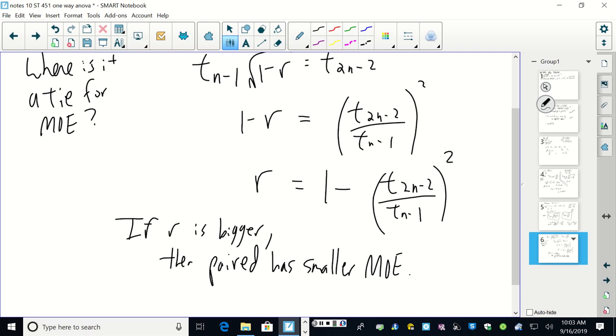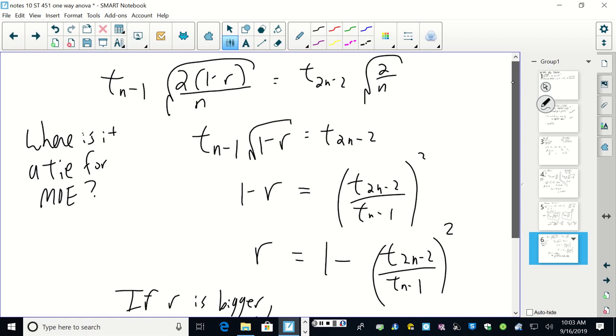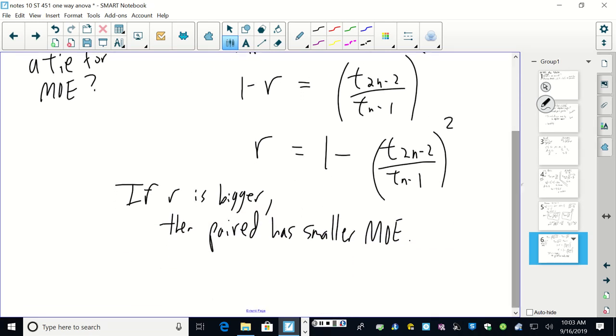And have I done this all right? I think I've solved that correctly, right? So the top up here is less than the bottom. This is a smaller number, so this is less than 1, and you're squaring it, so it's still less than 1. So 1 minus that is something less than 1. And so the question then is, how big does correlation actually have to be for that to work out?